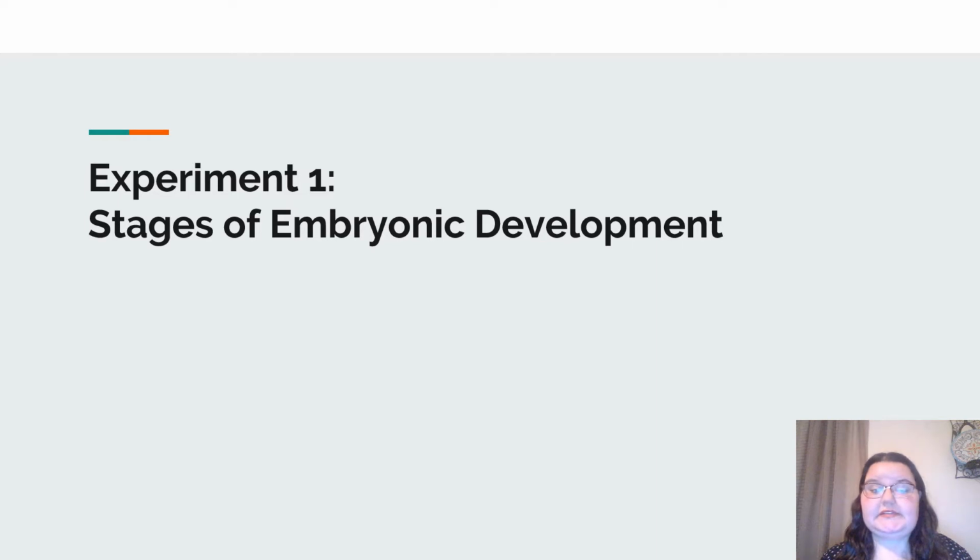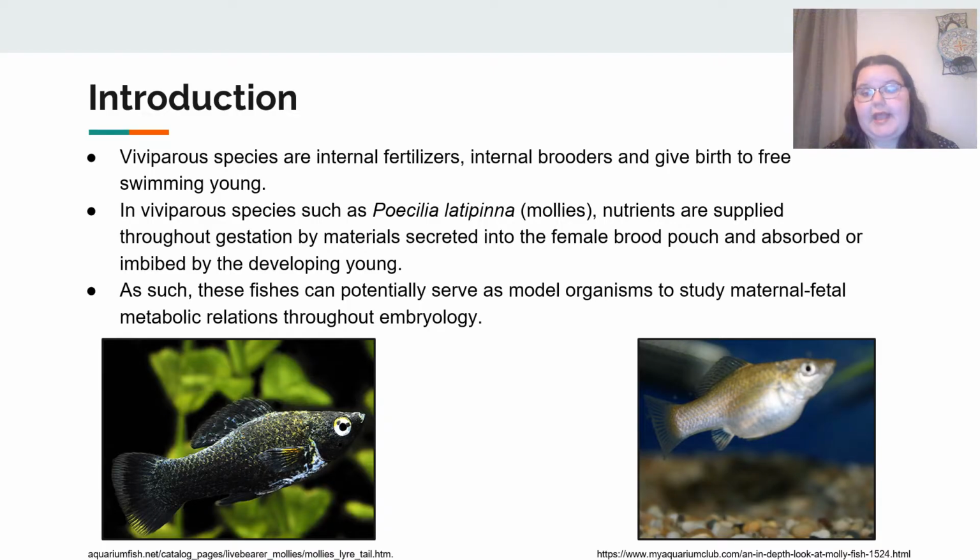So this leads me to my first experiment for my research, in which we classified the normal stages of embryonic development for mollies. So now for a little background information on mollies. Phocelia latipina, also known as mollies, are a viviparous species of fish. This means that they give live birth, and this is in comparison to many other species of fish that are oviparous, meaning they give birth to eggs, and these eggs mature in the external environment.